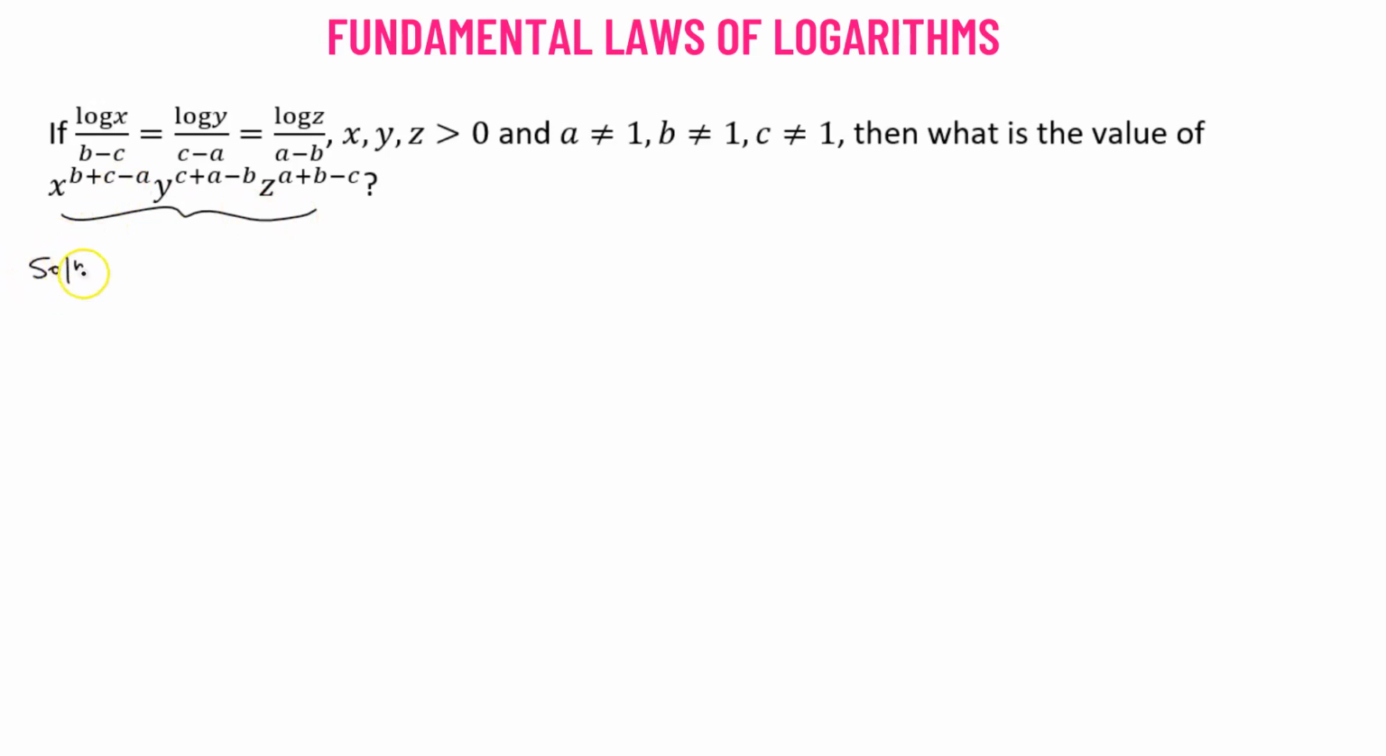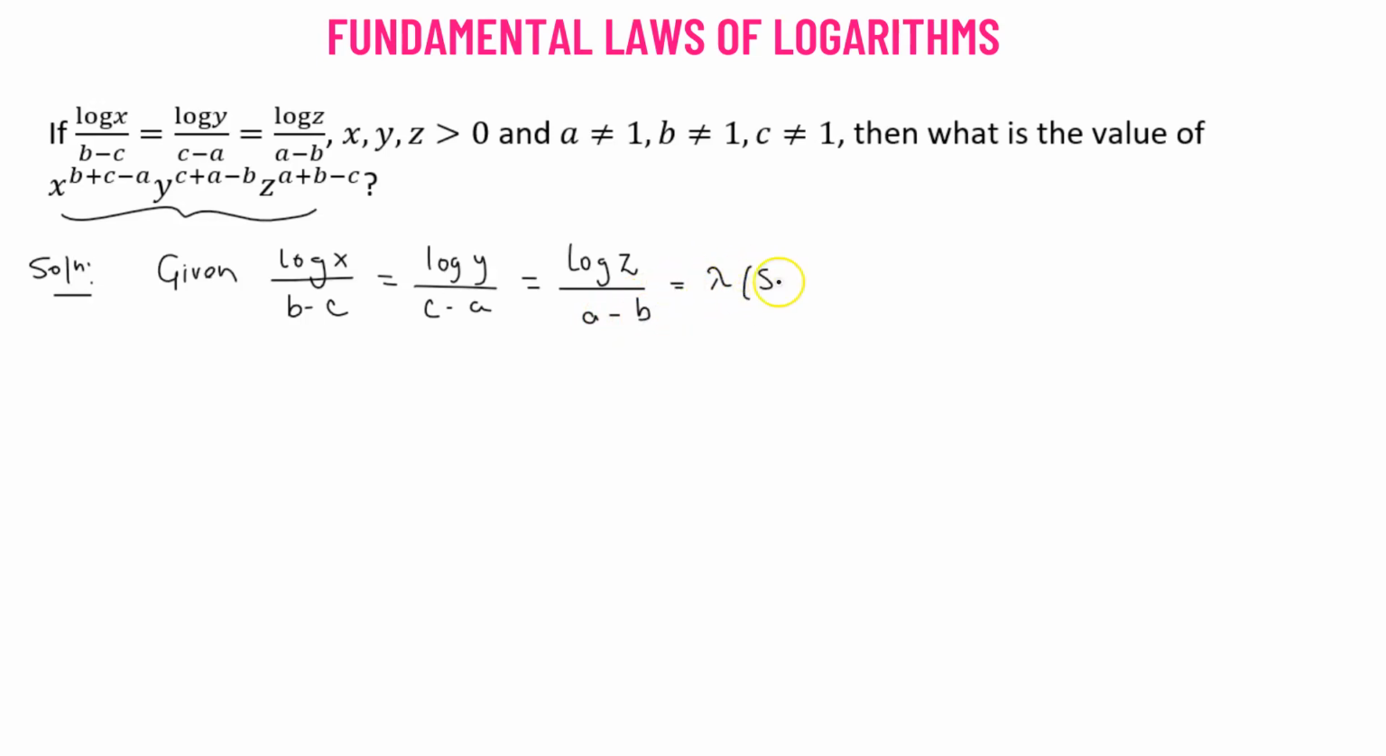So let's begin. We will start with whatever is provided to us. We are given that log of x divided by b minus c equals log of y divided by c minus a, and that equals log of z divided by a minus b. Let's say this is equal to some constant lambda. Now we'll begin with the first one. So let's say we have log of x divided by b minus c equal to lambda. Now we'll cross multiply to get log of x equals lambda times b minus c.